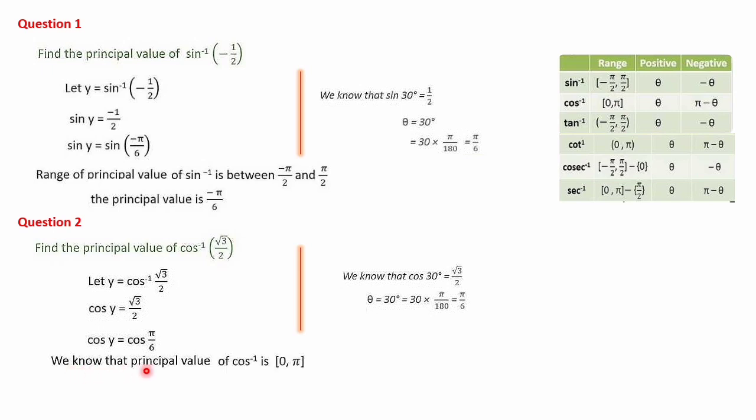So we know that the range of the principal value of cos inverse is 0 to pi, and surely this pi by 6 is included here. So the principal value of cos inverse root 3 by 2 is pi by 6. Remember this range and the principal values, you need to learn them by heart properly, because no table will be available while solving these types of questions in the examination.